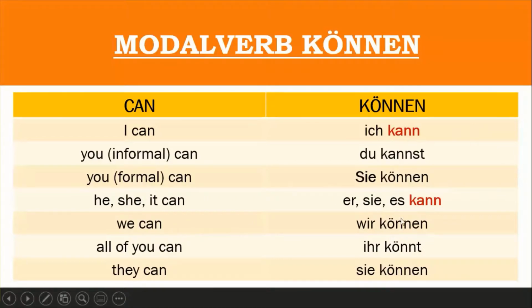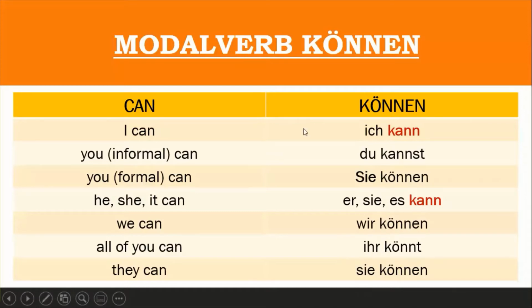We can, wir können. All of you can, and by all of you I mean I am addressing two or more people. So I am saying all of you, ihr, ihr könnt. They can, sie können. So from my tutorial 6, you can see how we distinguish between these three sie's.